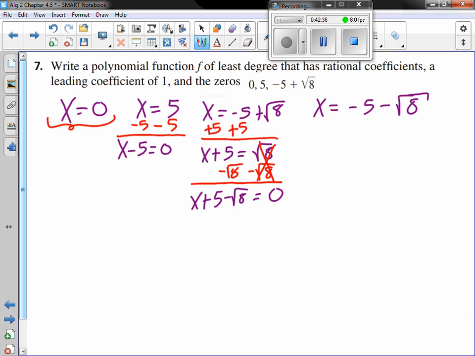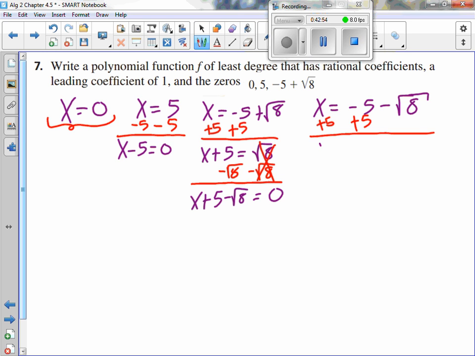Now you might be saying the square root of 8 does simplify, and it does, because it would simplify to 2 square root of 2. But I'm going to leave it as the square root of 8, because as we've seen with all of these here, the square roots simplify out, so it doesn't matter in the end.